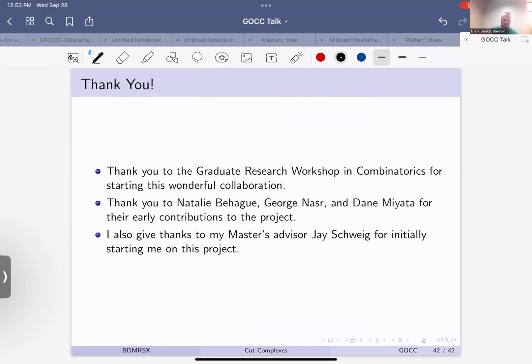So this project, the reason why I have so many collaborators is because it started at the Graduate Research Workshop in Combinatorics, which is a wonderful research workshop where you come in with a research problem and then you find people who want to work on it with you, and then you just go from there. So it was lovely to get started. We originally had even more collaborators from the workshop that left early on, but they were very useful at the beginning of this project. So thank you to Natalie, George, and Dane. And also my master's advisor is the one who gave me this problem way back, 6 or 7 years ago. And so, this is all his fault. And it's been with this group of people that we've managed to make so much progress in the meanwhile.